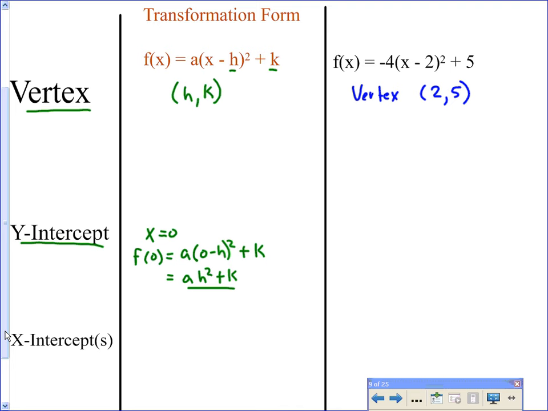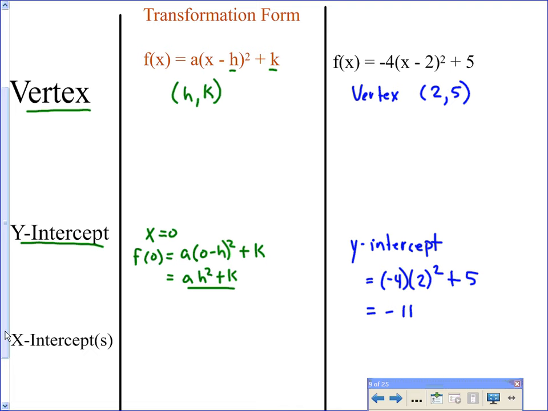In my real example, I've got the value of a, so my y-intercept is going to be a, which is -4, times h squared, and in this case h is going to be 2, plus my k, which is 5. And that will give me -11. All right, so -11 is my y-intercept there.